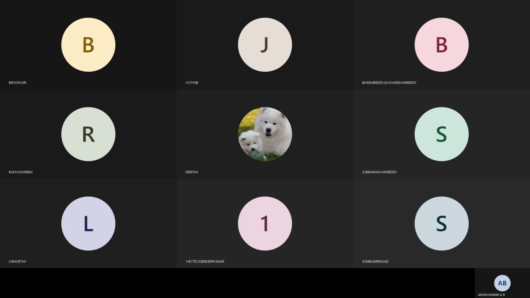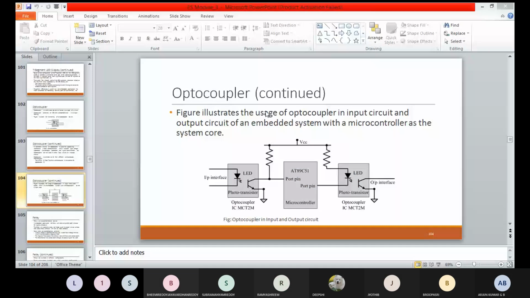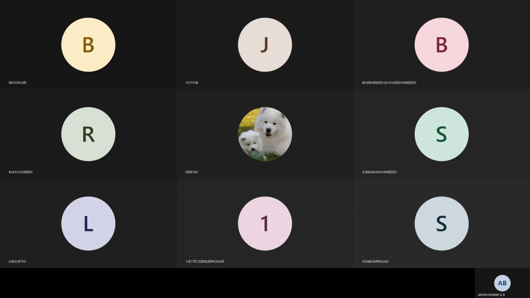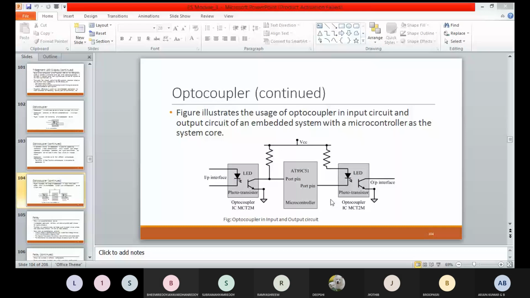Now you can see this figure. This is the optocoupler figure. It is visible now. No, it's not, sir. It went off. Okay, we'll check it. Please hold on a minute.